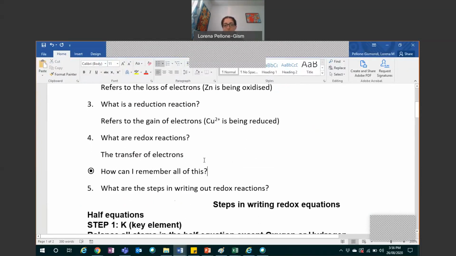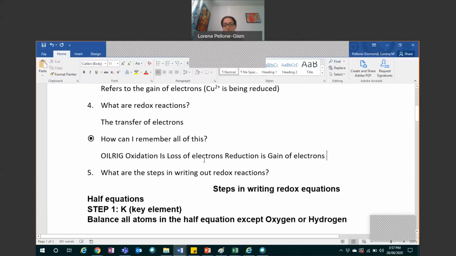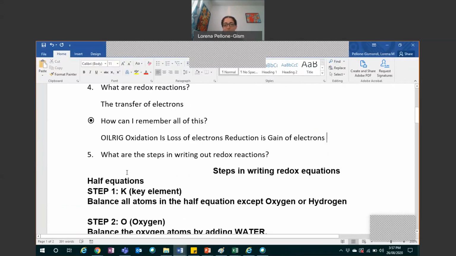How can you remember all of this? There's actually a nice little mnemonic that I remember from high school called OIL RIG, and that is oxidation is loss of electrons and reduction is gain of electrons. And that's what you can use to remember OIL RIG.